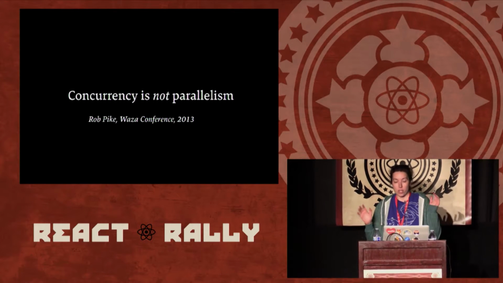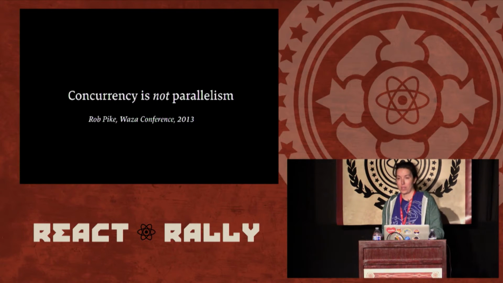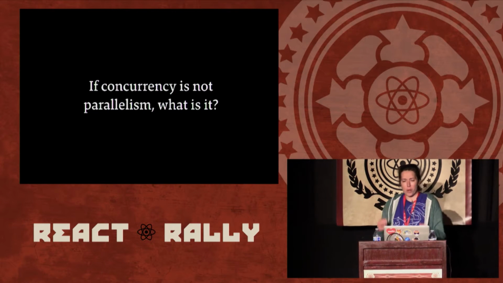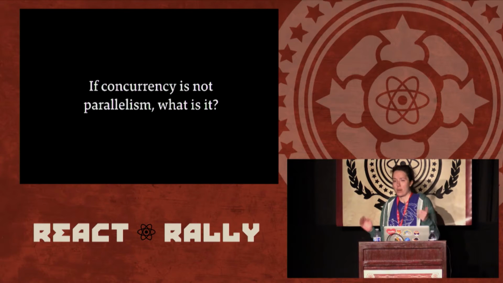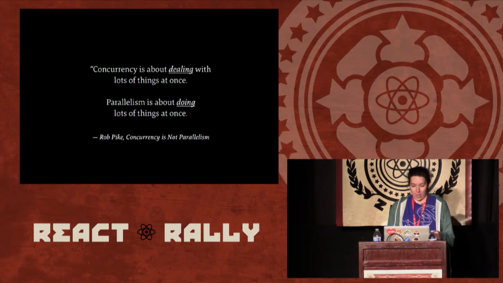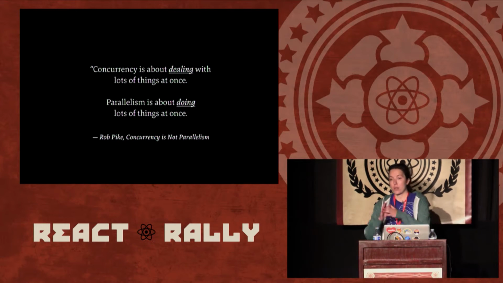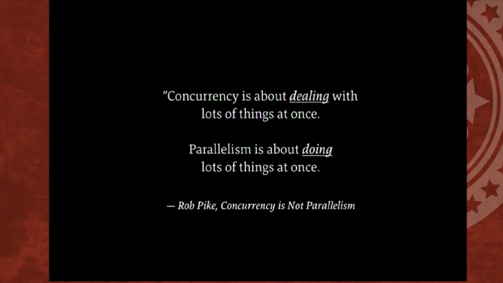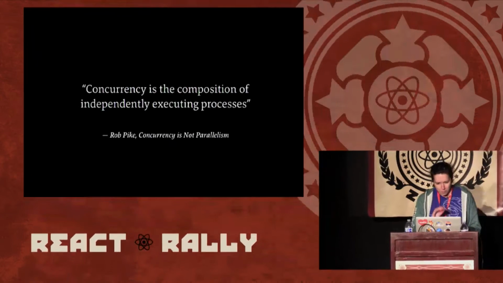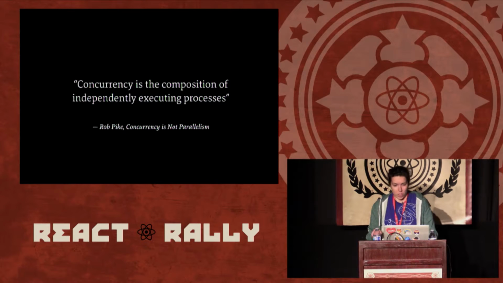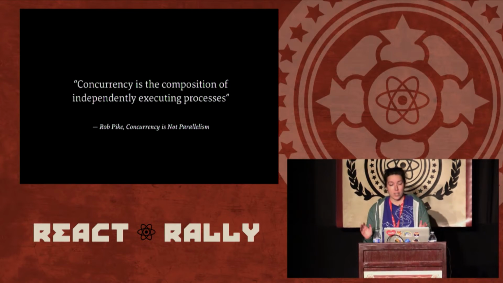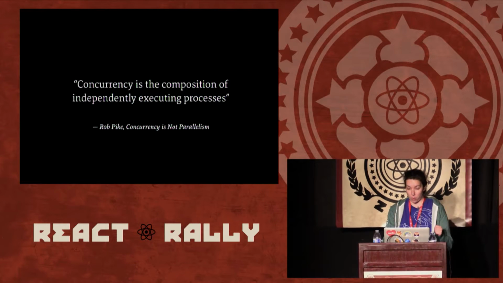And that talk is called Concurrency is Not Parallelism, so that's a hint. And by the way, if you haven't seen this talk, go watch it. It's incredible. Please go watch it. So we kind of pose the question, if concurrency is not parallelism, what is it? And what he says is that concurrency is about dealing with a lot of things at once, which is a concept, and parallelism is about doing a lot of things at once, which is more of a physical property. So this is the more formal definition, which is that concurrency is the composition of independently executing processes.